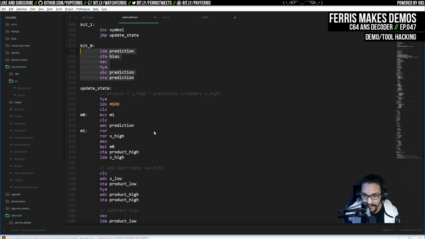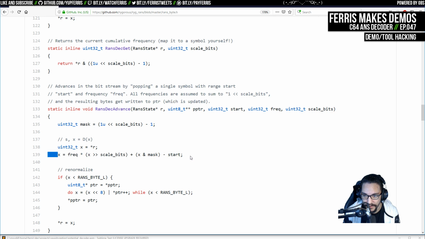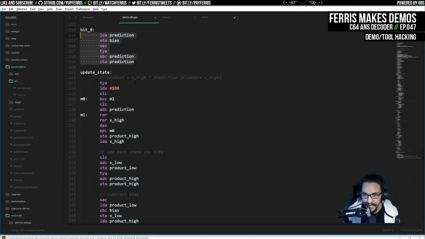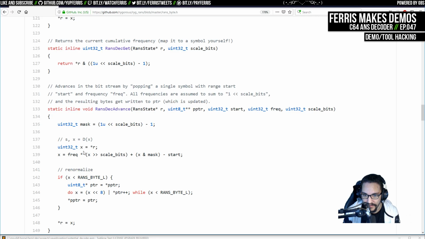So that's all set up then. And then the rest is the same. So we're going to do this formula here. And again, we do an 8-bit multiply with the high byte of the state, because state shift right scale bits is literally just taking the high byte if scale bits is 8. We're going to take that, and we're going to take this frequency or this prediction, multiply those together.